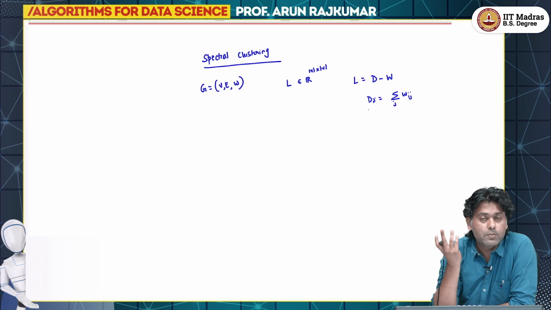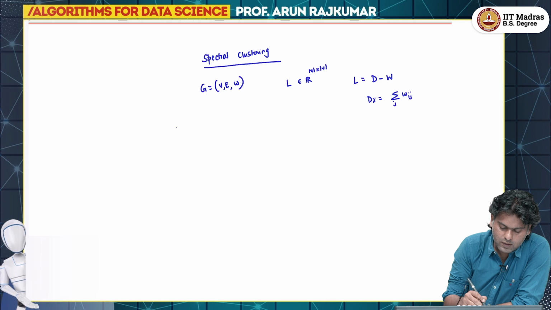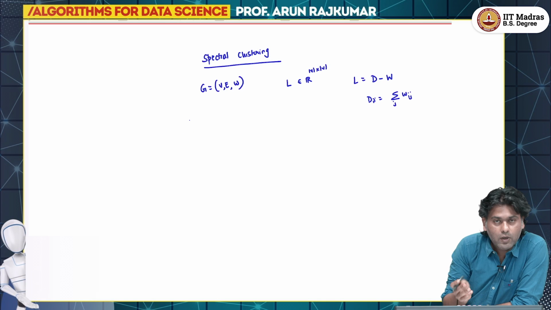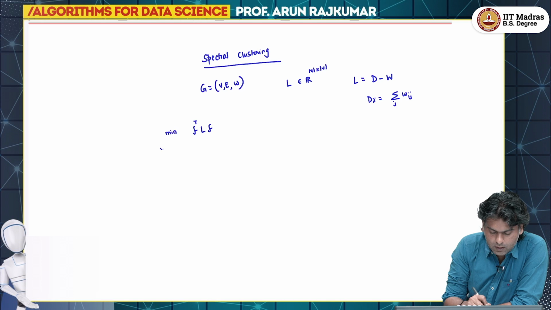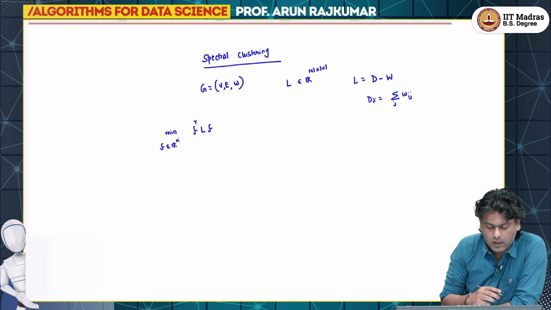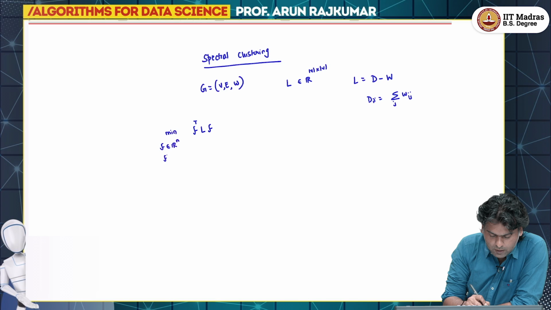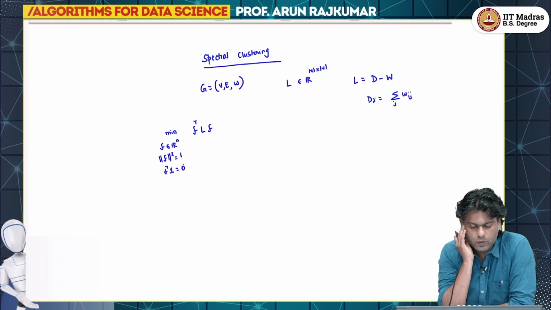And then why is this matrix L useful for us? Because we said that the way we are going to do the clustering into two parts is as follows. We would solve the following problem, F transpose LF, and we want to find that F in Rn or R cardinality of V such that norm squared of F is 1 and F transpose the all ones vector is 0.